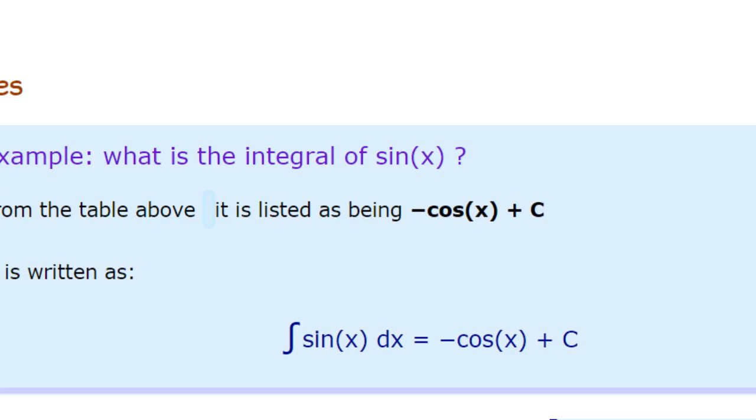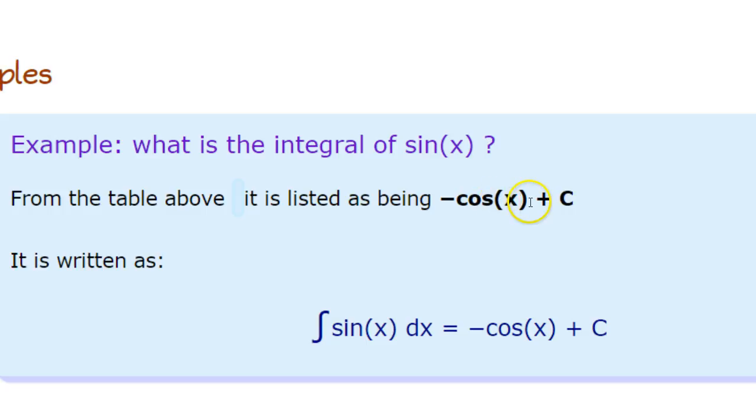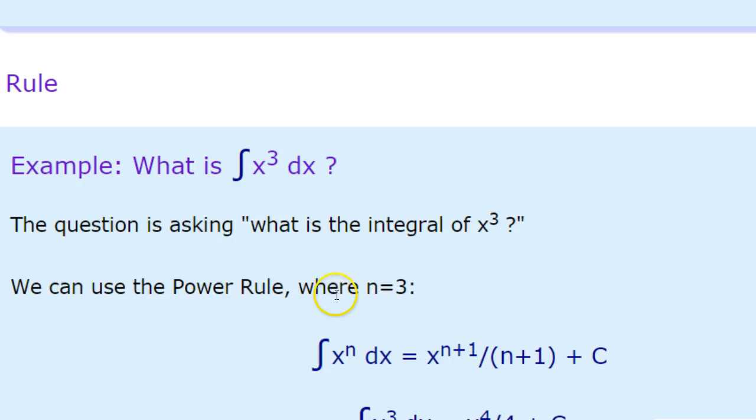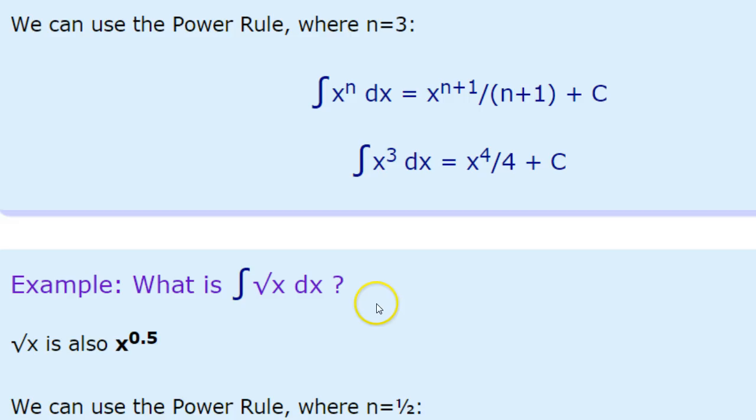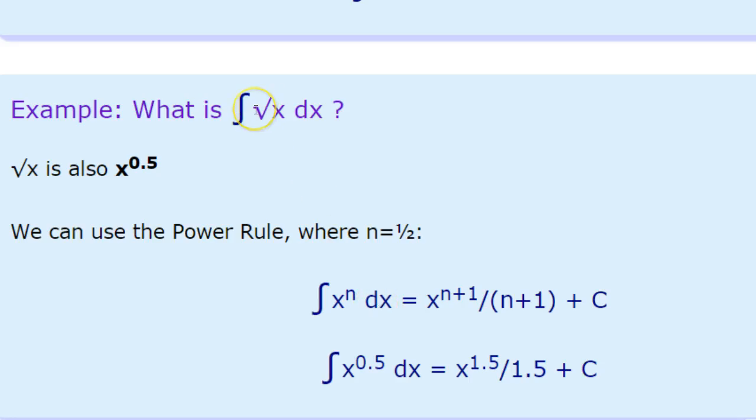What is the integral of sine of x? It's going to be negative cosine of x plus c. What is the integral of x to the third dx? It's going to be one more, so we add 1 to the exponent. We get x to the fourth, and then we divide by it. Now, does that work with rational exponents? Yes, it does. So square root of x is x to the 0.5, or 1/2. So we basically treat it as the power rule. So it becomes x to the 1.5 divided by 1.5 plus c.